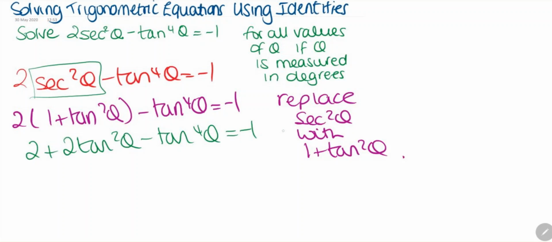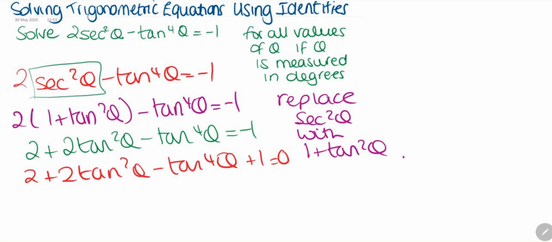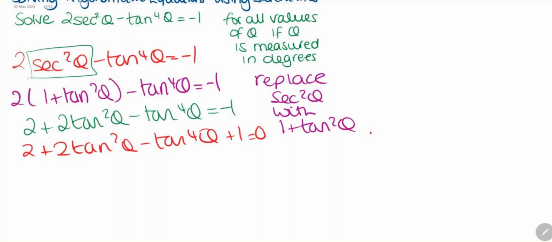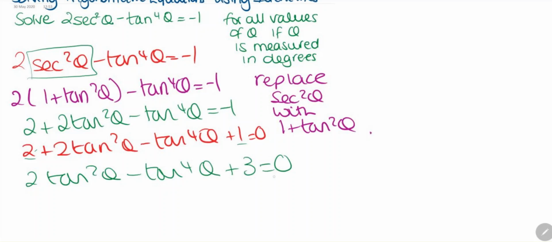I'm going to rearrange, I'm going to bring everything onto one side, so I'm going to add 1 to both sides. So 2 plus 2 tan squared theta, we're going to do plus 1 and make it equal to 0. Now I have a 2 and a 1, so I have 2 tan squared theta minus tan to the 4th theta plus 3 is equal to 0.